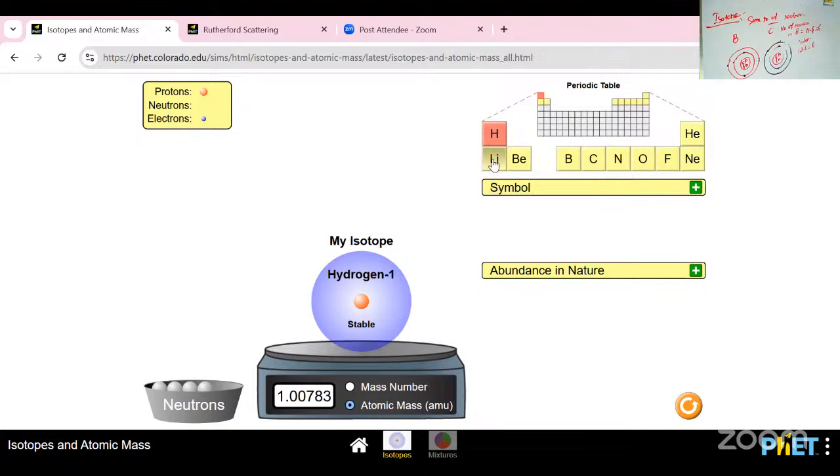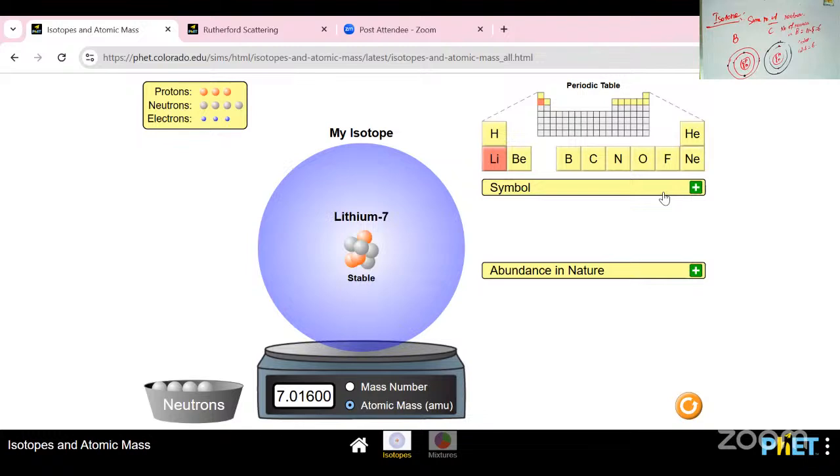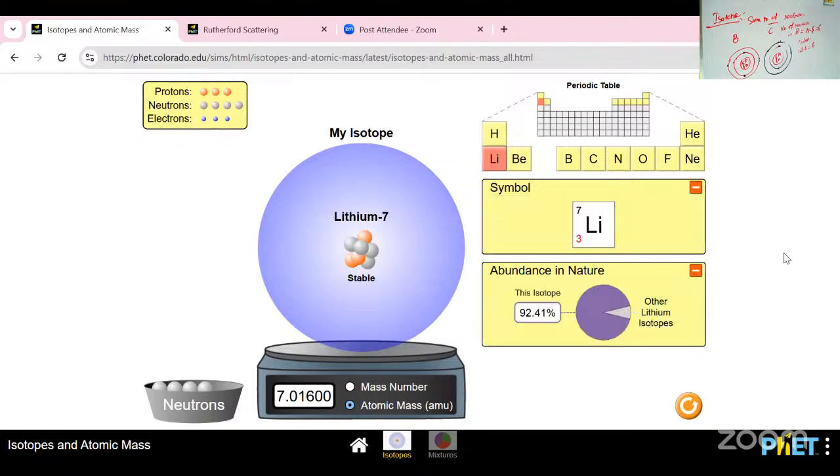Now I'm choosing lithium. Lithium means the mass number as well as the atomic number. The symbol of lithium is Li. The abundance of the lithium isotope is 92.41 percent.